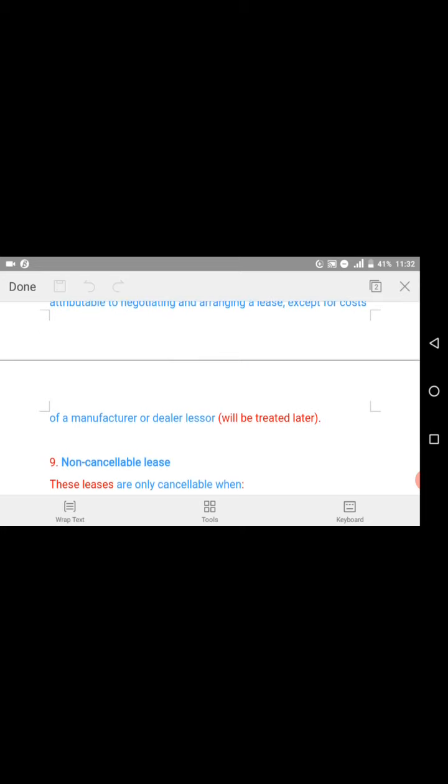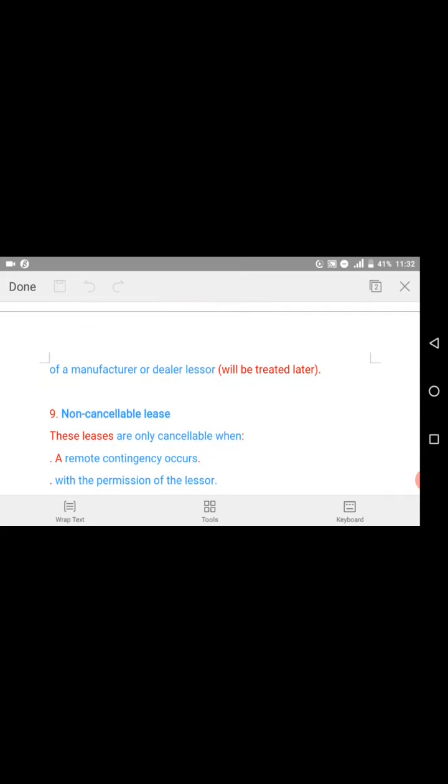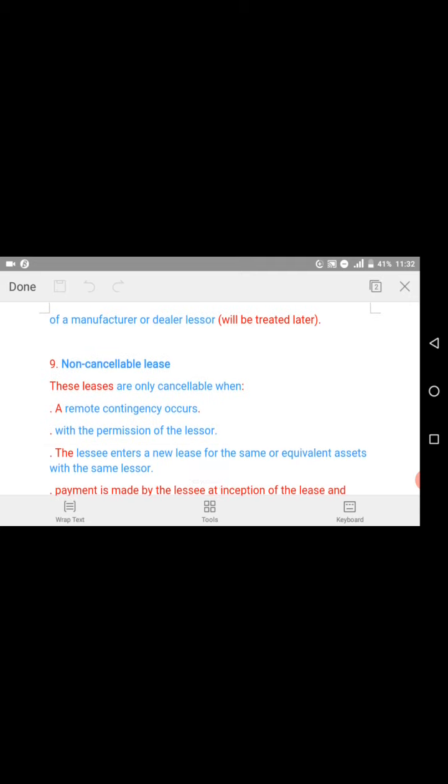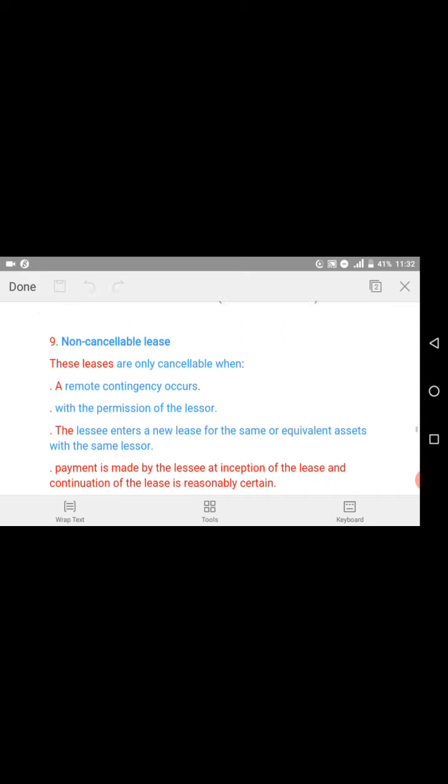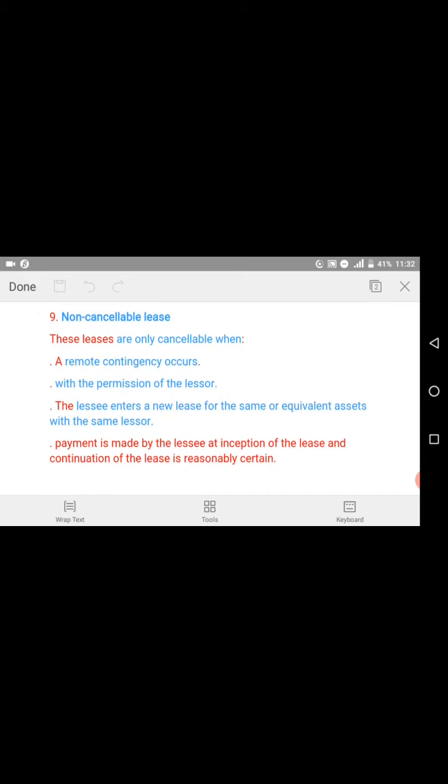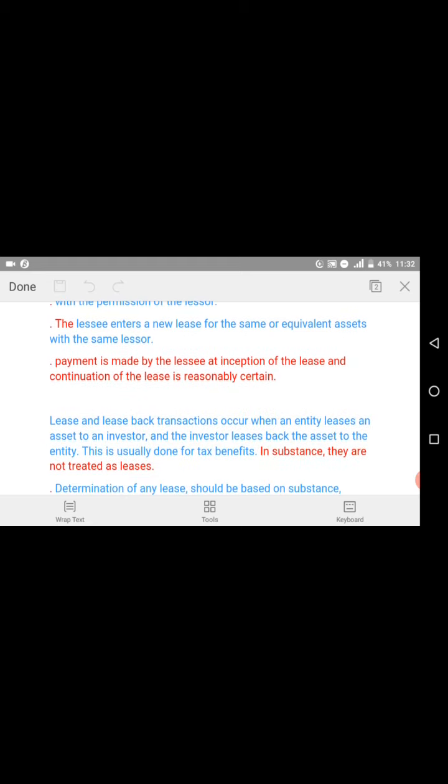The non-cancelable lease. These leases are only cancelable when a remote contingency occurs, with the permission of the lessor, or the lessee enters a new lease for the same or equivalent assets with the same lessor. Then payment is made by the lessee at inception of the lease, and continuation of the lease is reasonably certain.